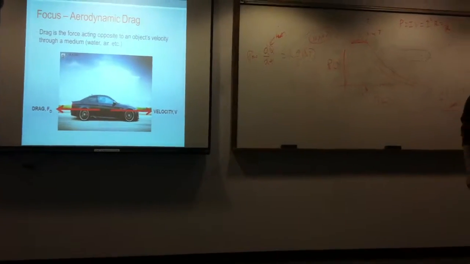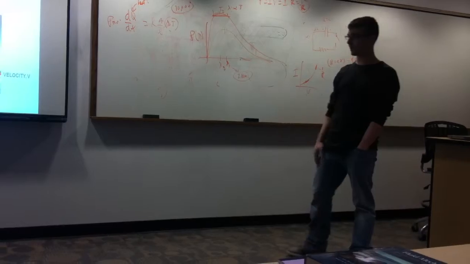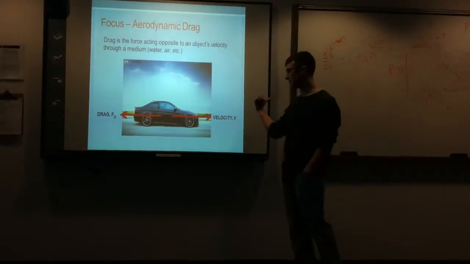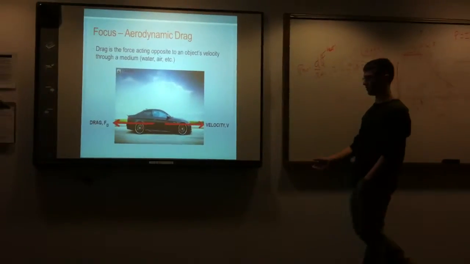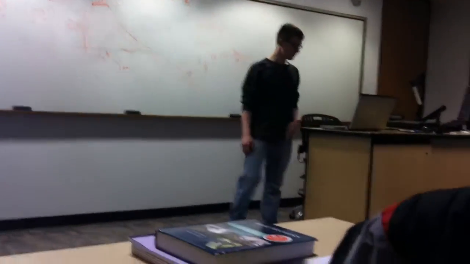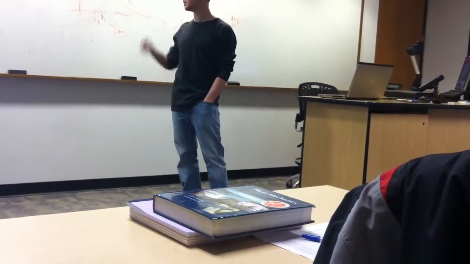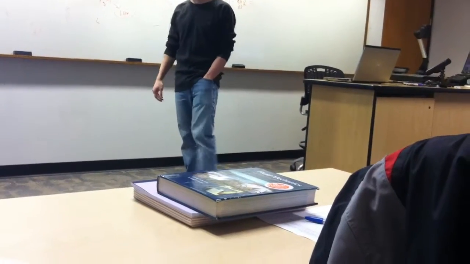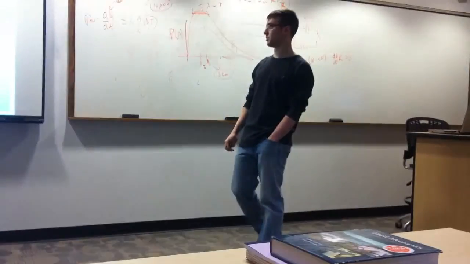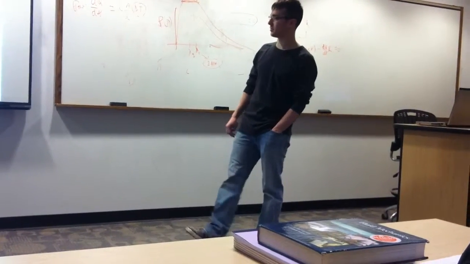Drag is the force acting opposite to an object's velocity through a medium. So here's the free body diagram down here. We've got a nice car here, and it's going this way, velocity. Drag is basically just air resistance resisting the car's motion. So here's the equation of drag: the drag coefficient, times the velocity squared over 2, times the area, and times the density of the fluid, which would be air.